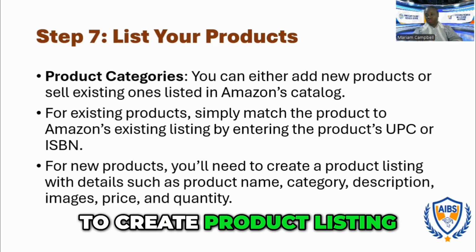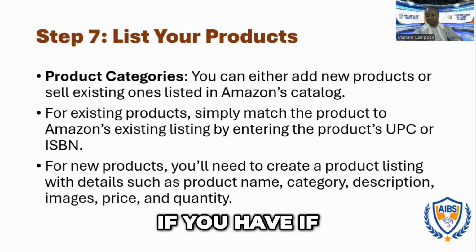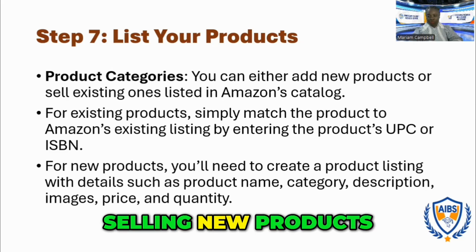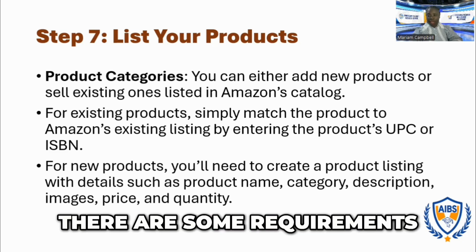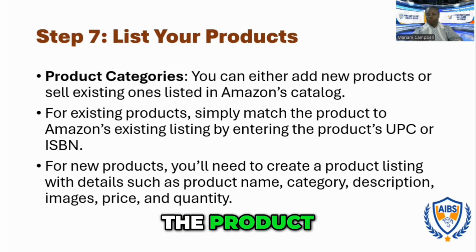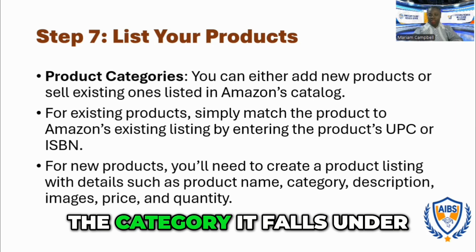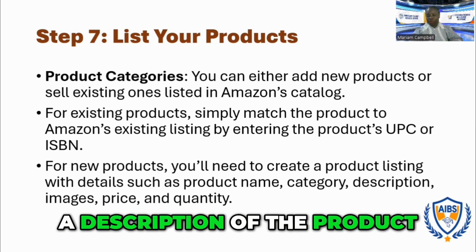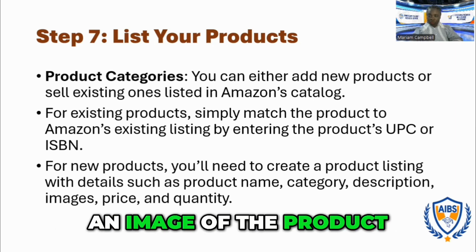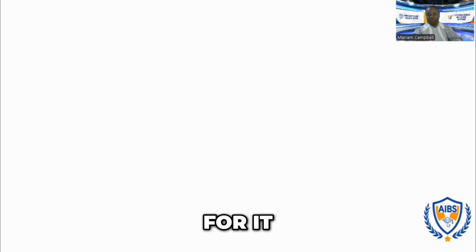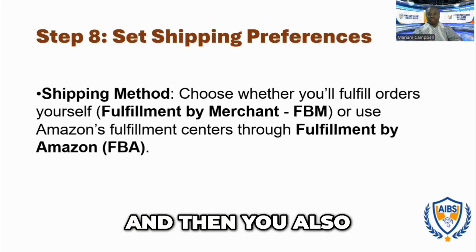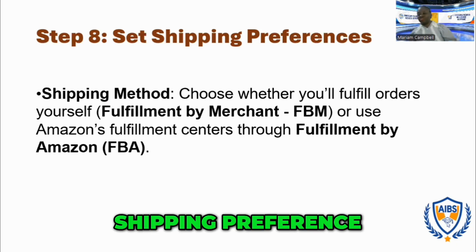You also need to create a product listing if you're selling new products. For your product listing, there are some requirements, like the name of the product and the category it falls under. You need to give a description of the product, an image of the product, the price, and the quantity that is available for it. And then you also need to set your shipping preference.